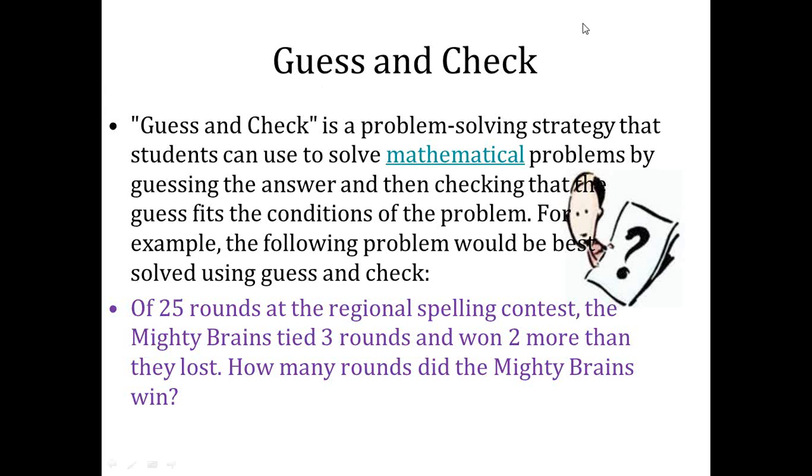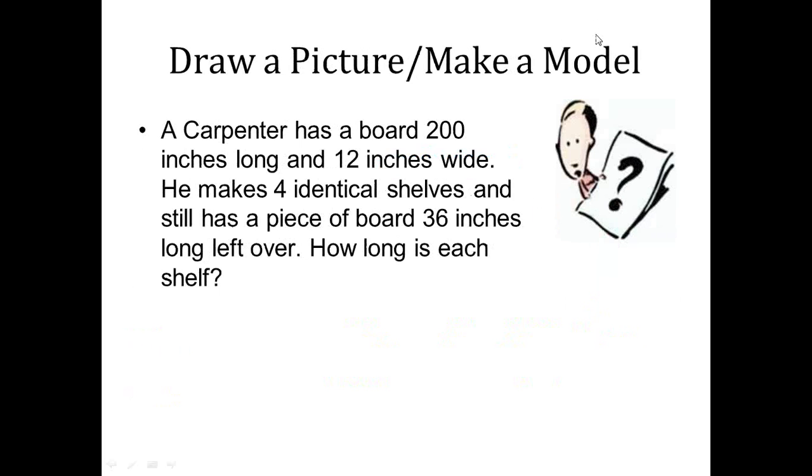Okay, so for students to understand how many rounds this team won, they can try one. They know there's 25, so they could literally take a guess and then ask, does the guess work? They would go back to the criteria in the problem and say, well, if they tied 3 and won 2 more than they lost, does it fit the scenario? And if it turns out that it's too big or too small, the idea is that they learn from their guess. They learn from their estimate, and they figure out how to make a better guess next time. So I think there are real implications here for construction.